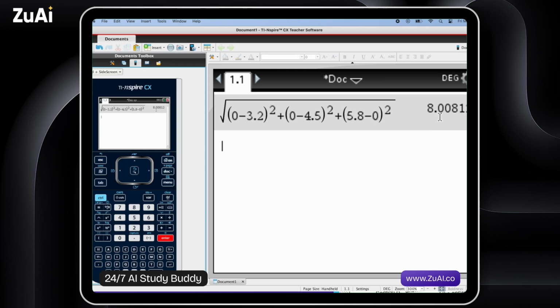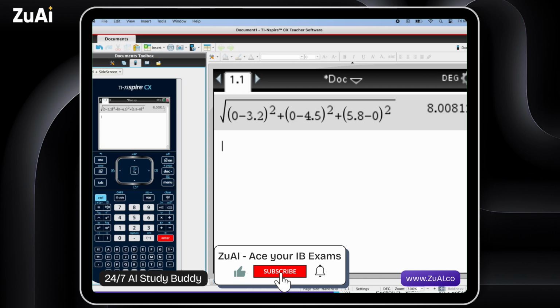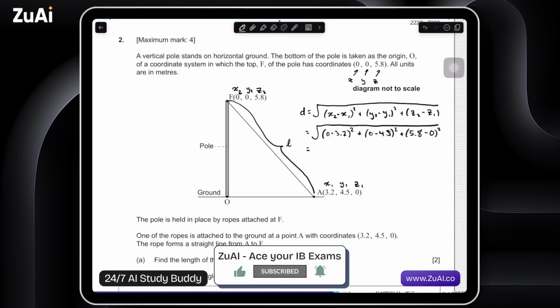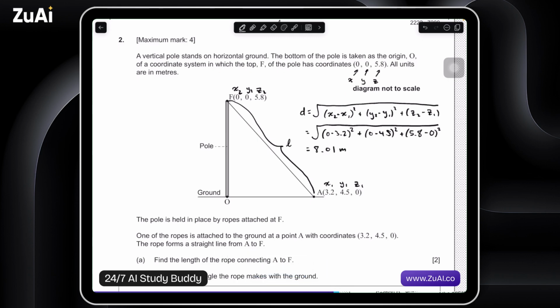Okay. In this case, we have 8.008. Let's write this out. Going back to the document here. Distance itself would be equal to 8.008, or 8.01, and this is again in meters. All right.